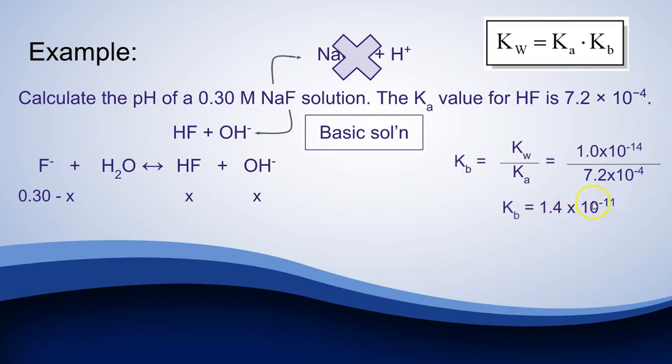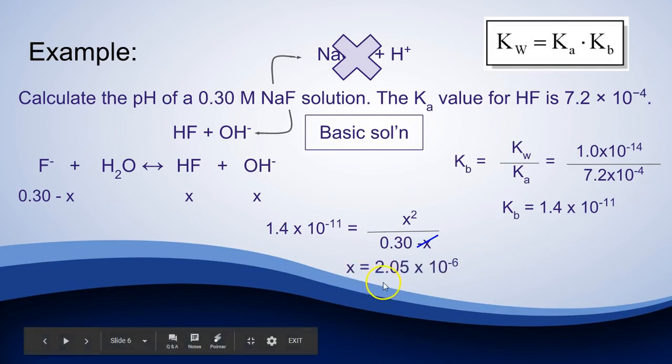Now that we have the Kb, this is the amount of dissociation in this forward direction, the way I have it written here. So now we can use this to set up an equilibrium expression. X squared over our reactant. I'm going to neglect X because our Kb is so small. And so then we're left with X equals 2.05 times 10 to the negative 6th.